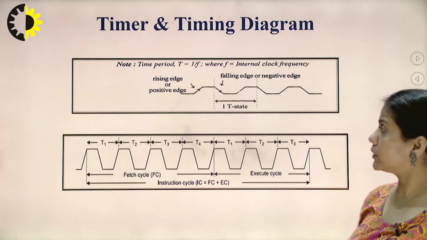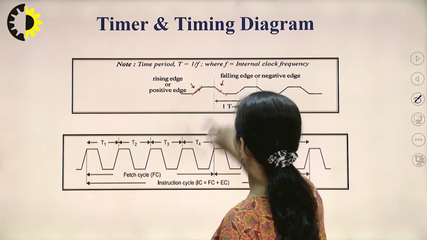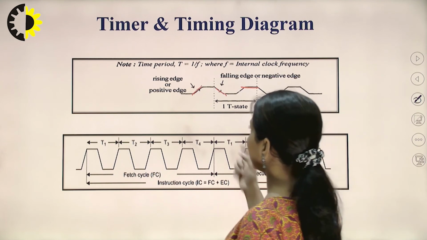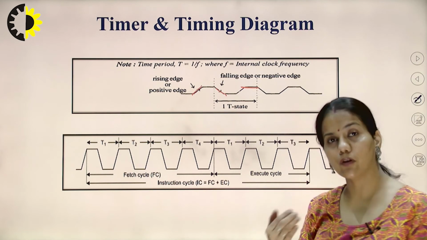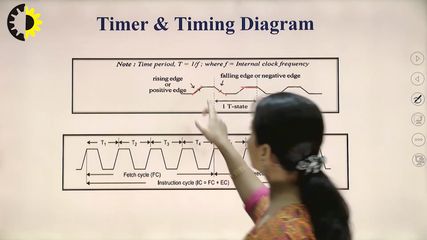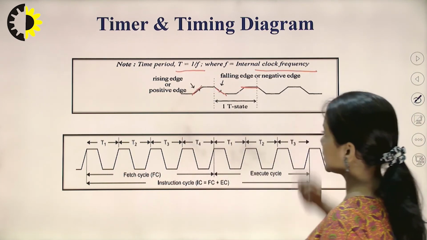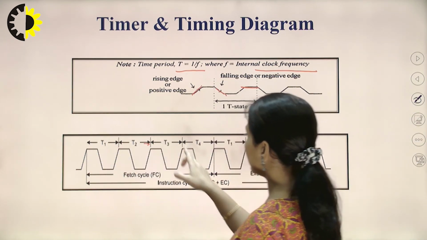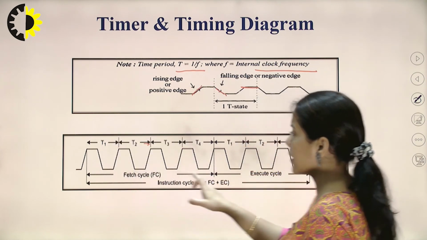When we talk about the timing diagram, this is the rising edge, this is the falling edge, this is the level. We have to note whether the signals are being considered at the falling edge, the rising edge, or during the levels. The time period T is equal to 1 by F, where F is the internal clock frequency. In this, we can say that this is T1, this is T2, T3, T4 and so on. Suppose in T4 state, the fetch cycle is completed.